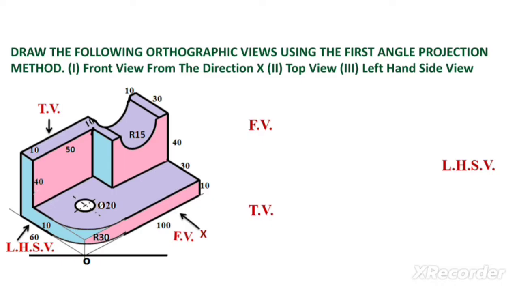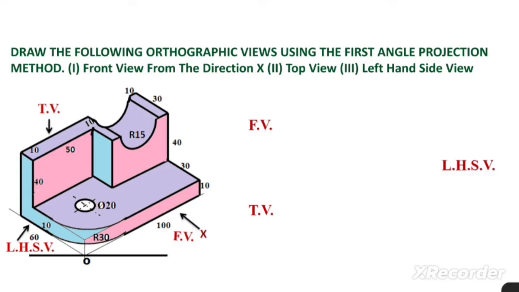My dear friends, today we are going to solve a problem of orthographic projection using the first angle projection method. We will draw the front view from the direction X, the top view, and the left hand side view of the object.